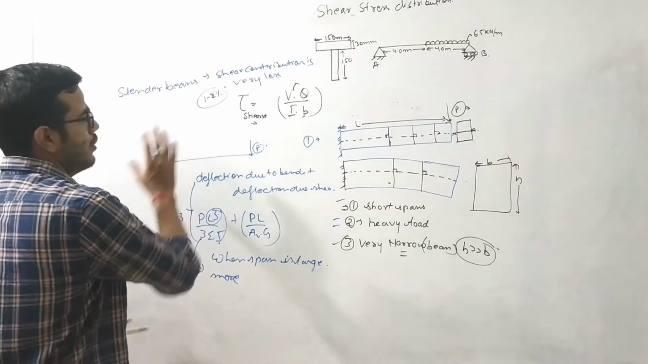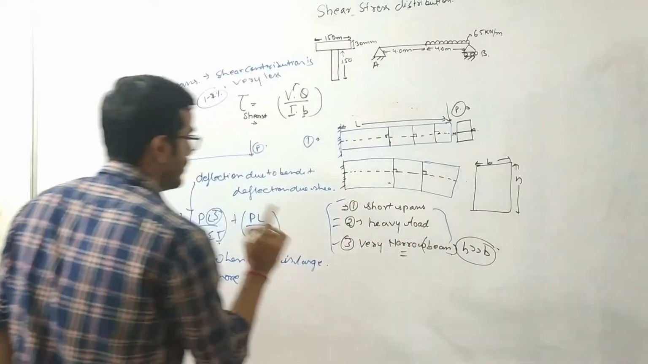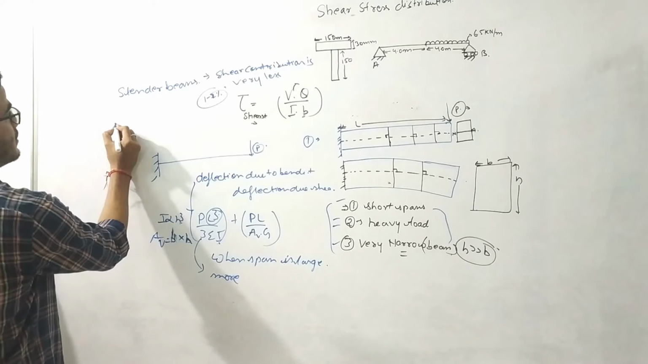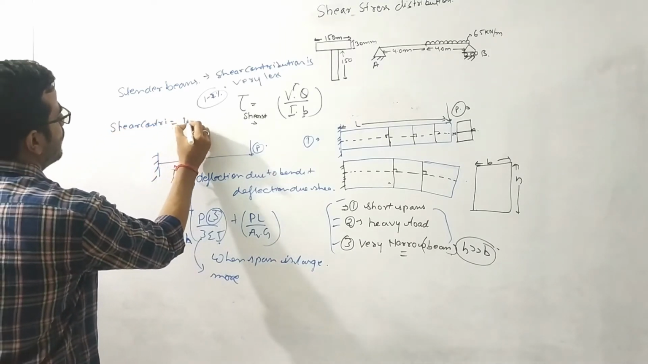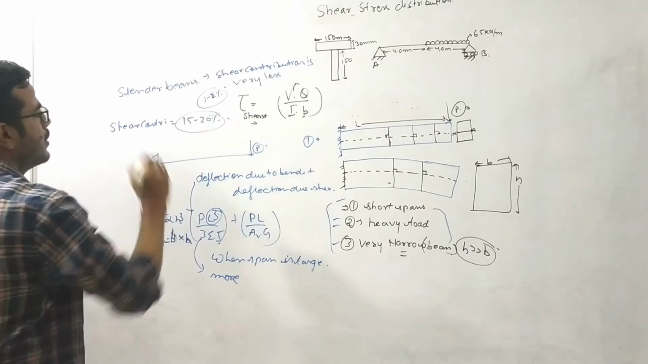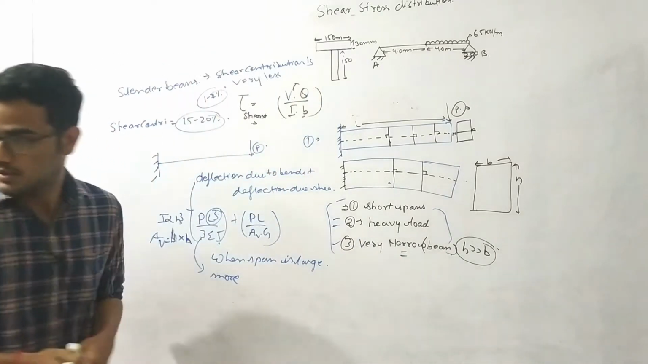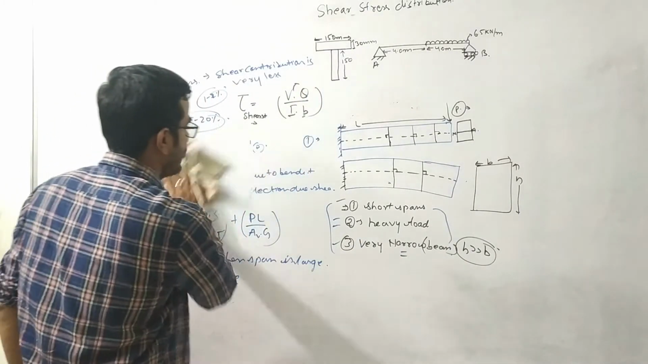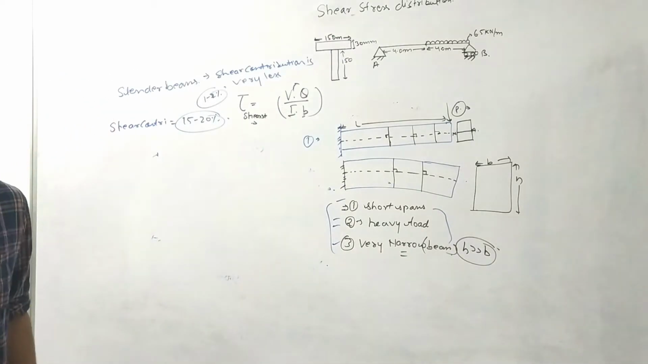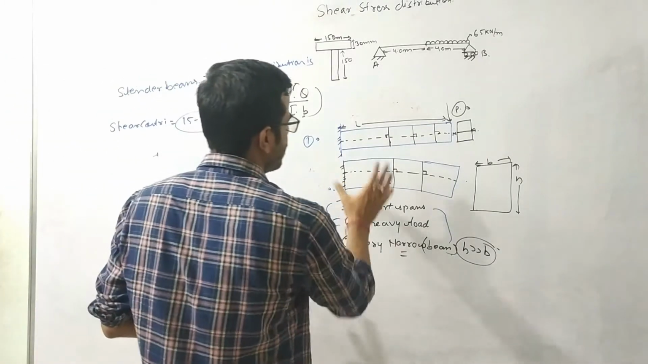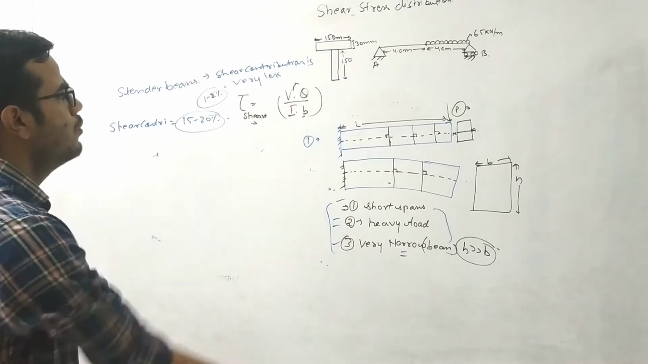So when the beams will become thick, when these conditions are met, remember one thing: then the shear contribution will be around 15 to 20%. So when the shear contribution is there, what is meant by that? When these conditions are met, like I have short span, heavy load, and very narrow beams, so what happens is this.